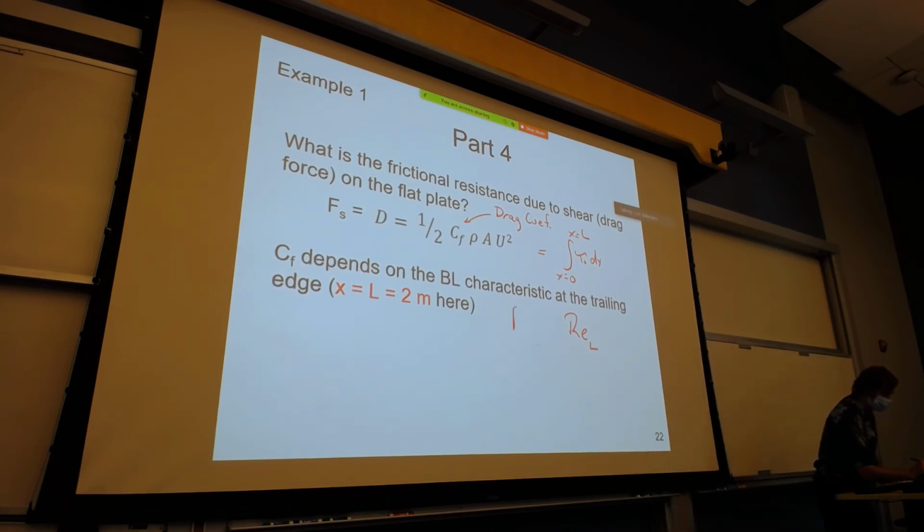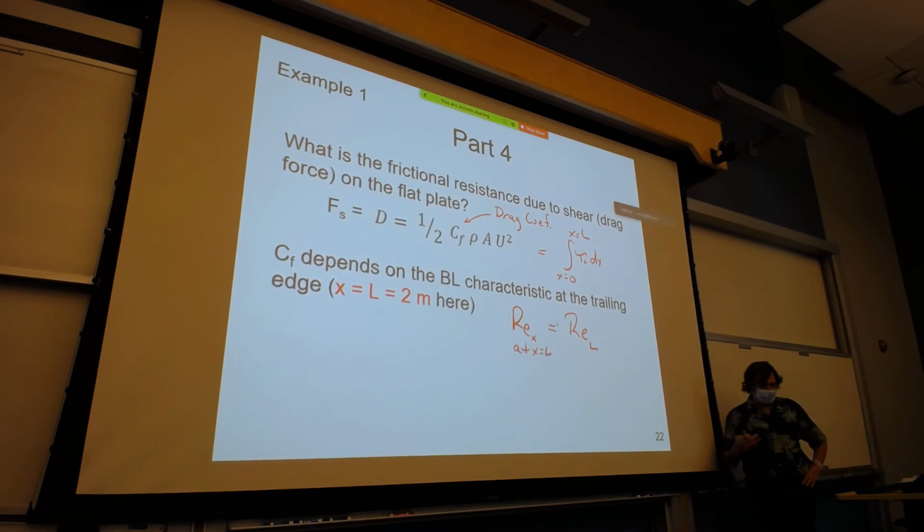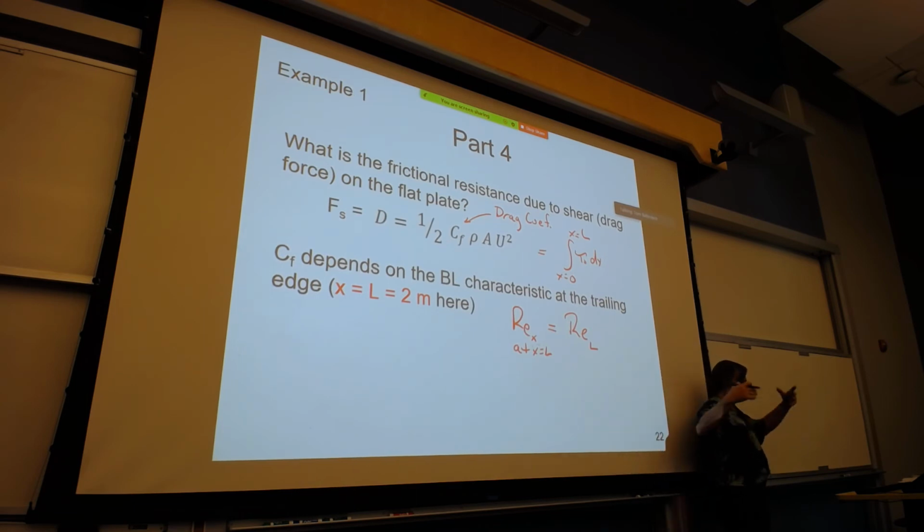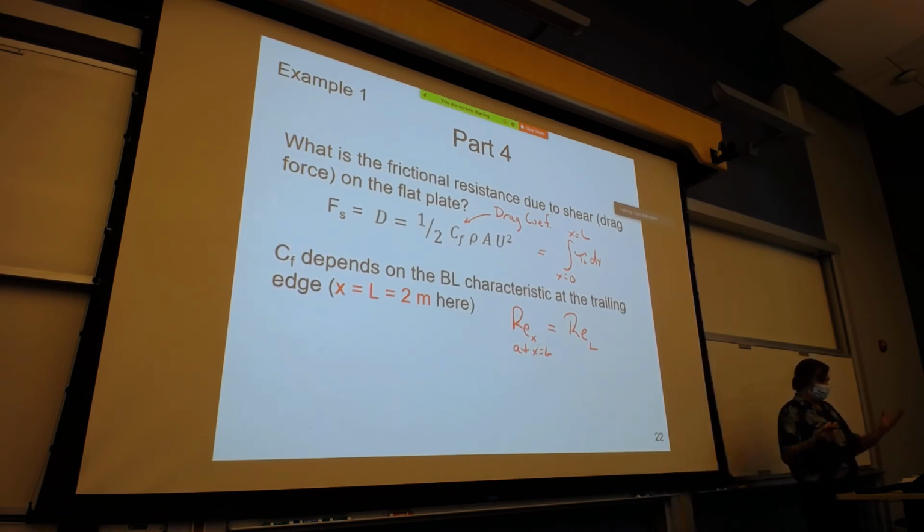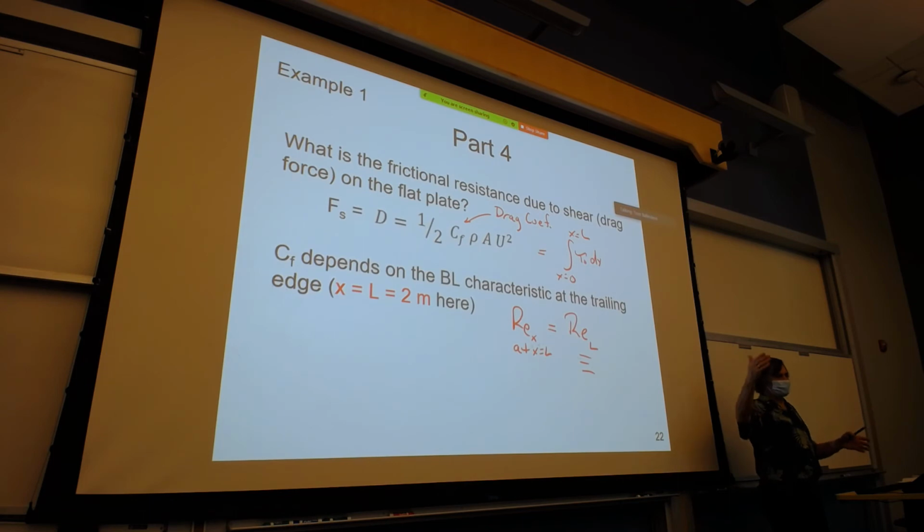So when we set x equal to the total length of the plate, we're calculating the boundary Reynolds number at the trailing edge. Re_x becomes Re_L, the boundary Reynolds number at the trailing edge at x equal to L. And in that case, C sub F, the drag coefficient, depends on the boundary Reynolds number at the trailing edge. So it doesn't matter that you have a laminar boundary layer at the leading edge. It's whatever that boundary layer characteristic is at the trailing edge that's going to dictate the drag coefficient.